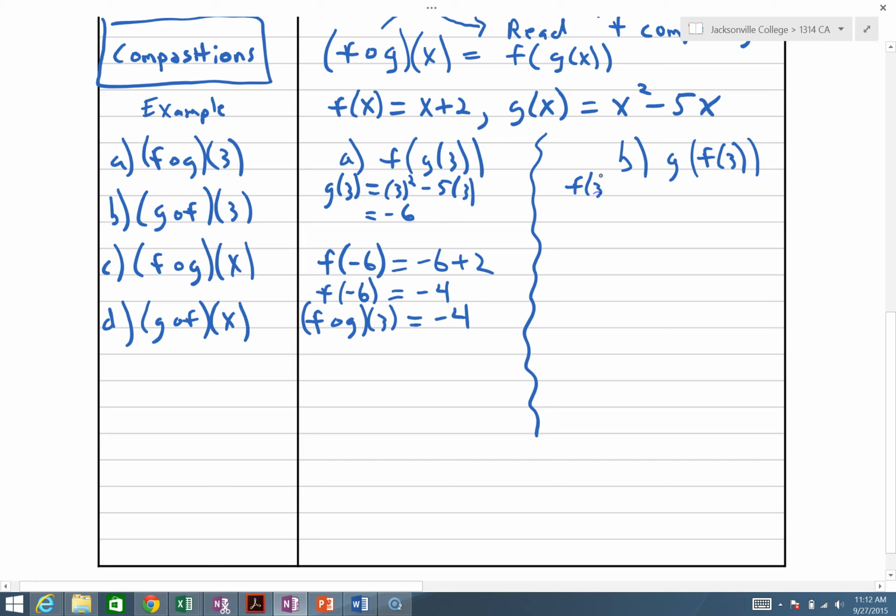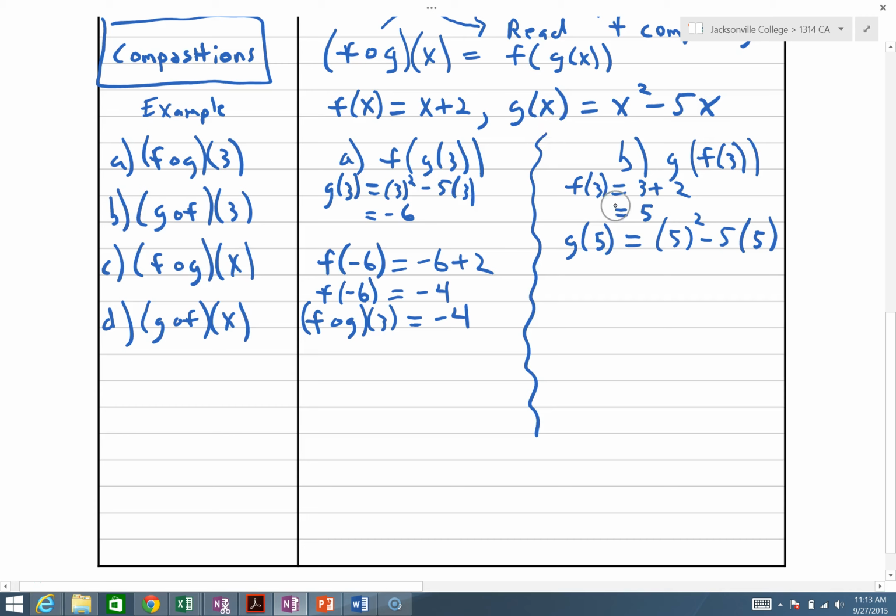F of 3 is going to equal, taking 3 and substituting in there for x. This is just 3 plus 2. So F of 3 is 5. 5 is going right there. So now I'm going to evaluate G of 5. Well, G is x squared minus 5x. So this becomes 5 squared minus 5 times 5. Lots of 5's there.